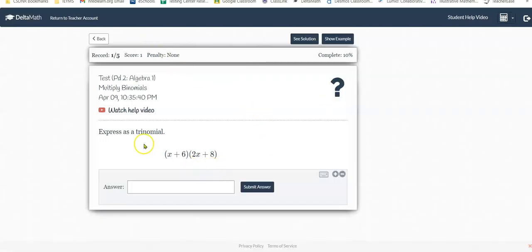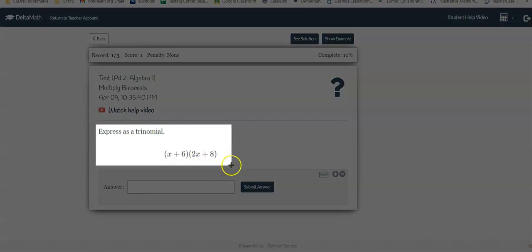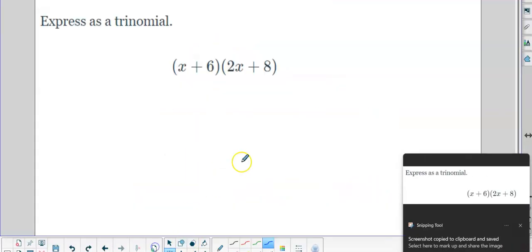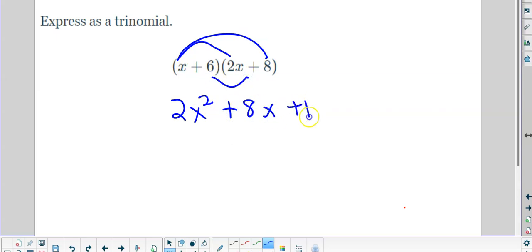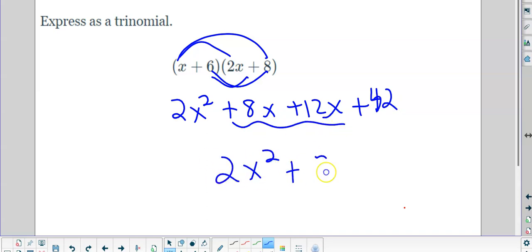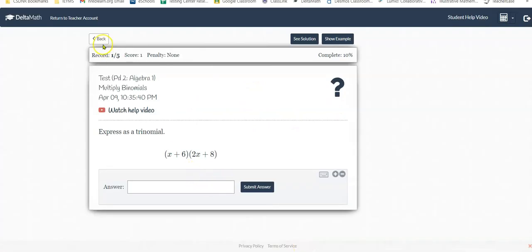All right, one more time. x plus 6 times 2x plus 8. I'm going to put that in here. And I double distribute here. First times first, outside times outside, inside times inside, last times last. Whoops, 42. All the middle terms are alike, so 2x squared plus 20x plus 42. Okay, you're going to type that in, and that's how you do it.